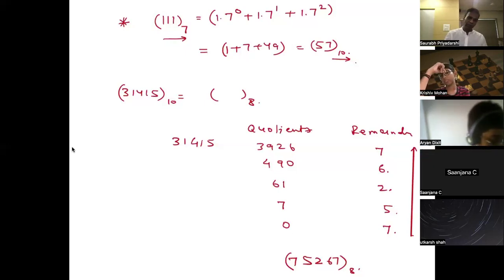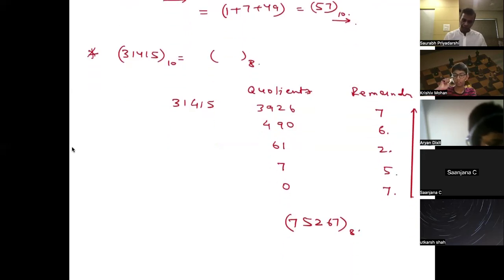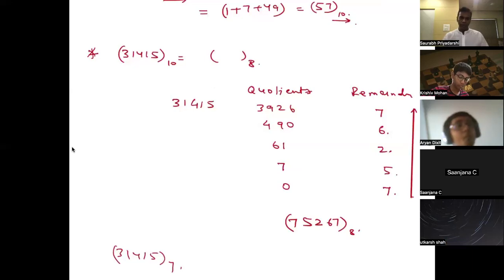Note down. One more we will do. The same number, 31415 with a base 7. Try this. These are the simple questions. Just we have to keep in mind exactly how we have to go. Sir, to base 10. You have to convert this into base of 10.